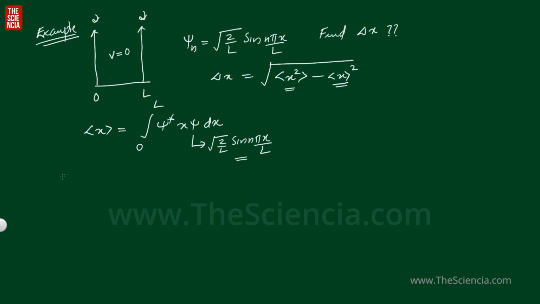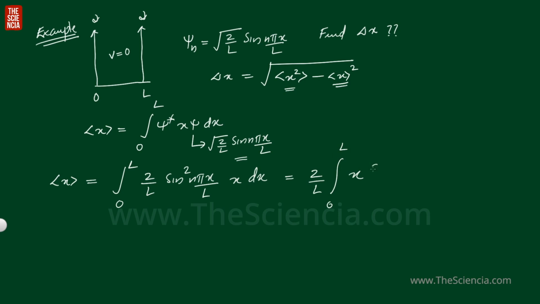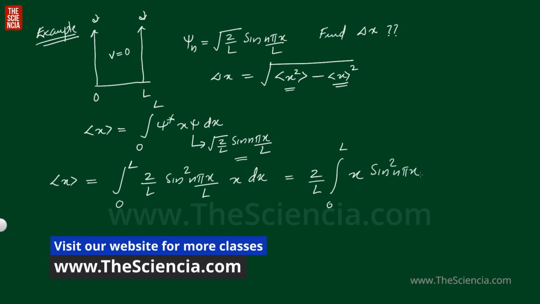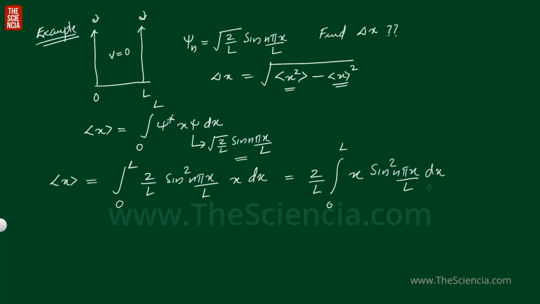Okay, so we have to calculate the expectation value of x, that is integral 0 to L psi star psi, that is 0 to L 2 by L sin square n pi x by L into x dx. That is equal to, I can take this 2 by L outside, 2 by L into integral 0 to L x into sin square n pi x by L dx.